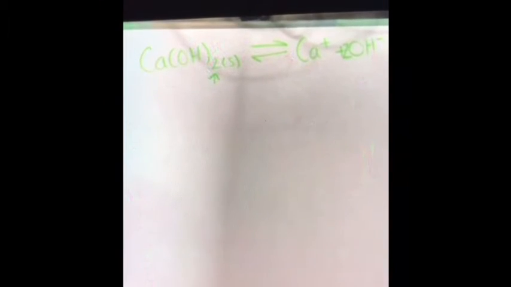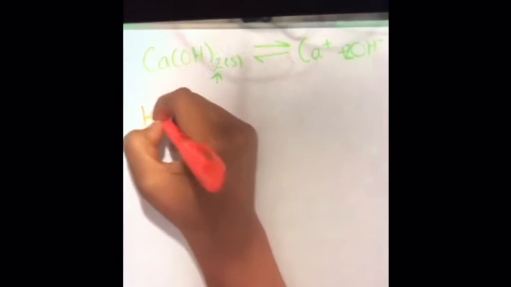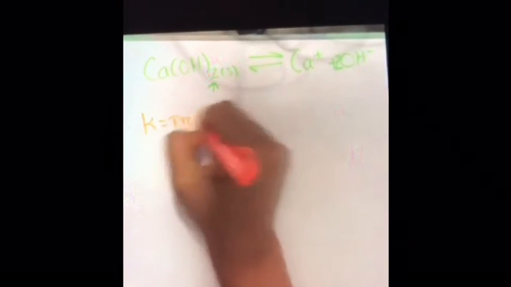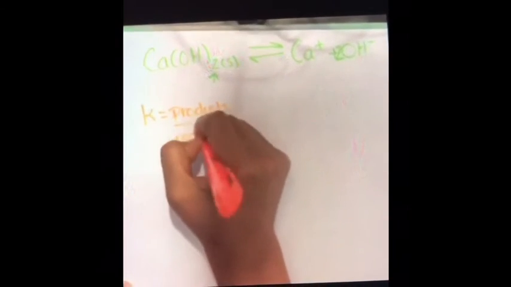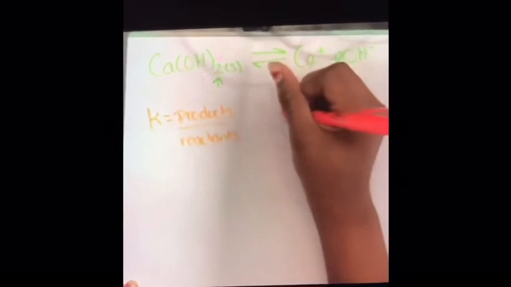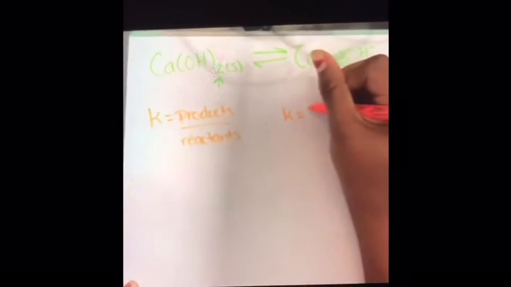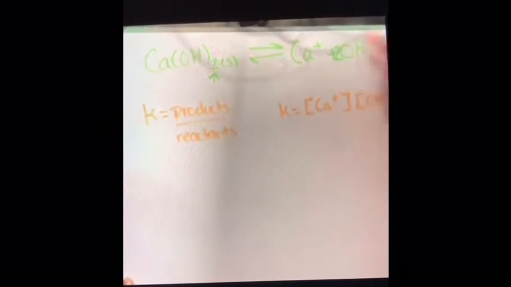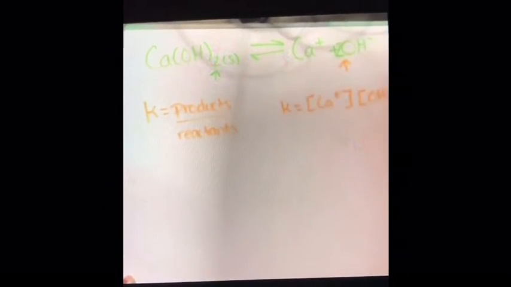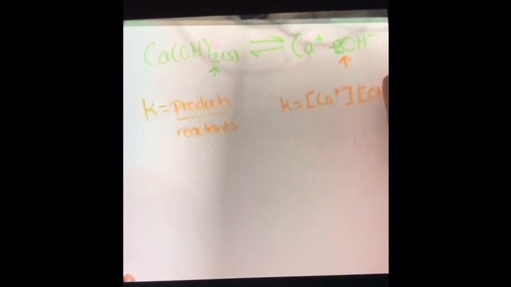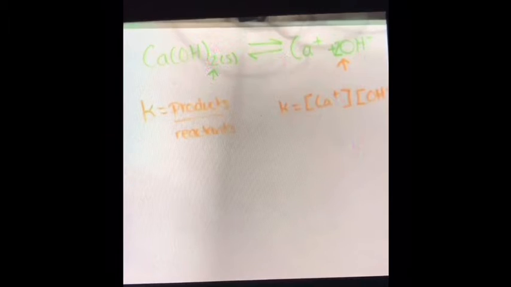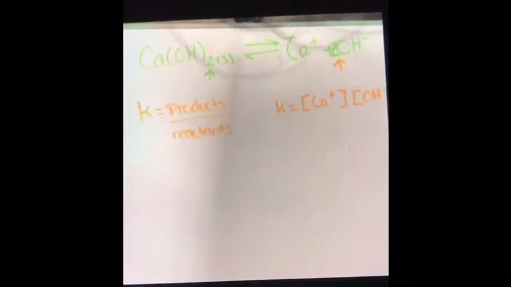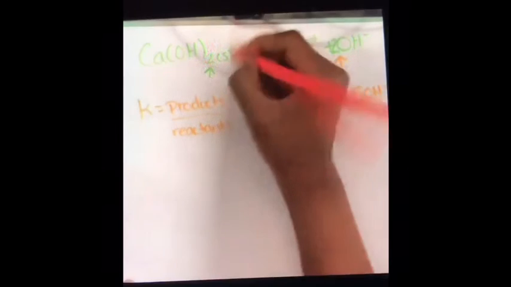When we write our K expression, we learned from the previous video that K is equal to products over reactants. So we're going to write K is equal to the concentration of Ca2+ times the concentration of OH minus. Since we have a 2 in front of the OH in our reaction, we have to square the OH minus concentration. We don't put it over any reactants because, as you can see in the reaction, Ca(OH)2 is a solid, so it doesn't belong in the K expression.